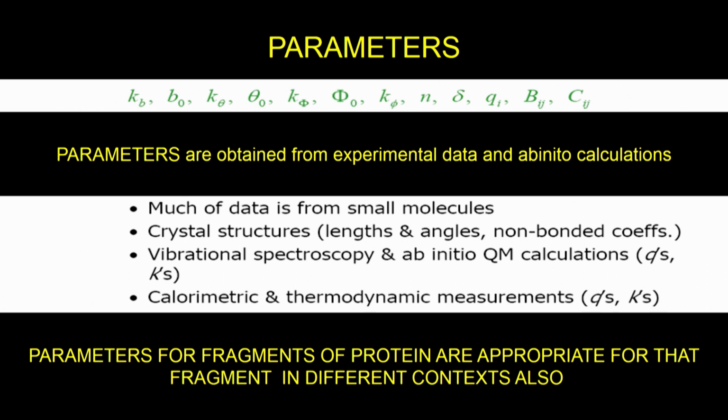Sometimes they are also got from ab initio quantum mechanics calculation. As I said, ab initio is a very accurate study, and you perform such very accurate studies using very high end quantum mechanics ab initio calculations. Okay. So, this is how the parameters are got actually.